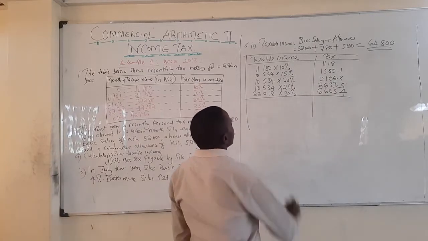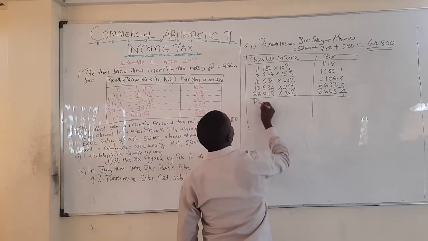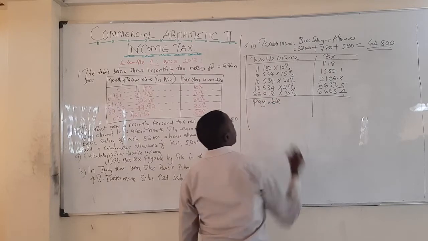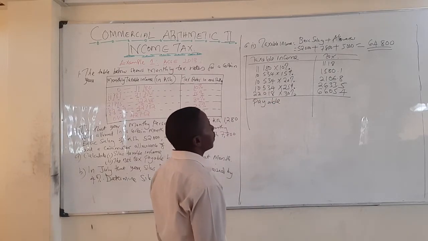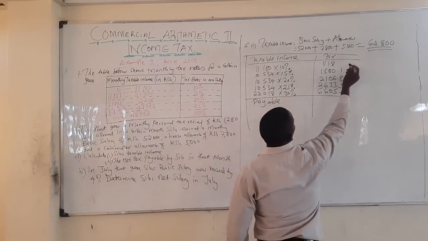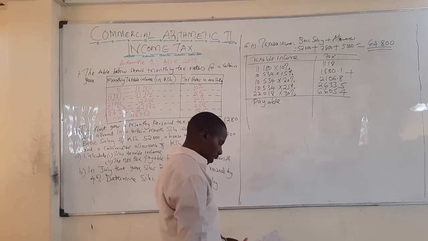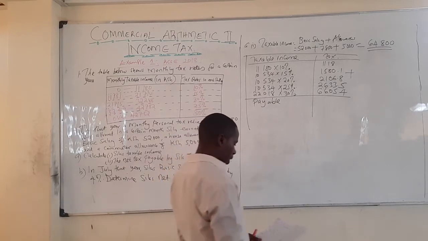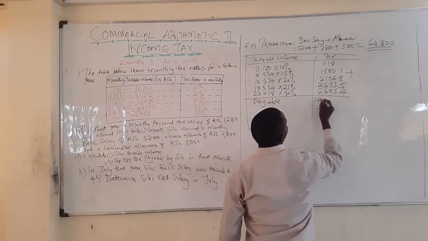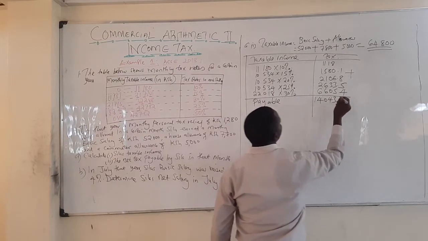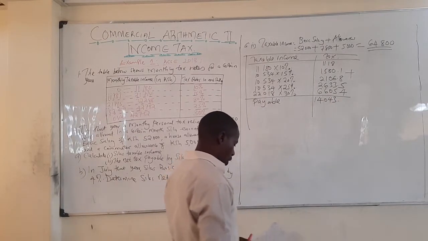And then we get now the payable tax. Payable tax is the amount that you're supposed to pay before we get the relief. So we add these five, and then we're going to get 14,043.8.